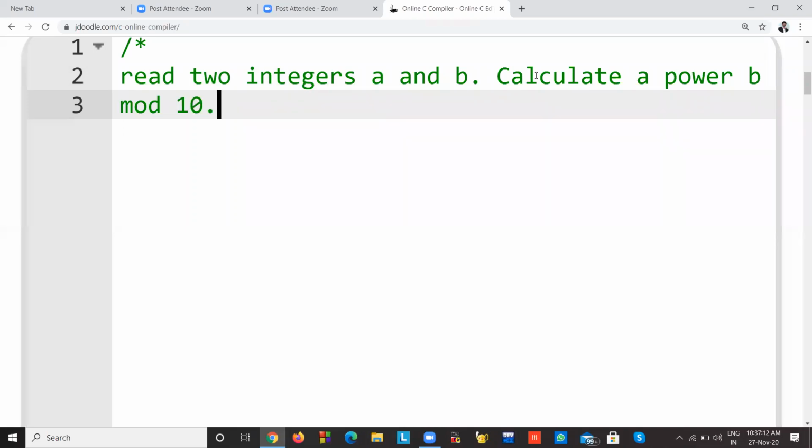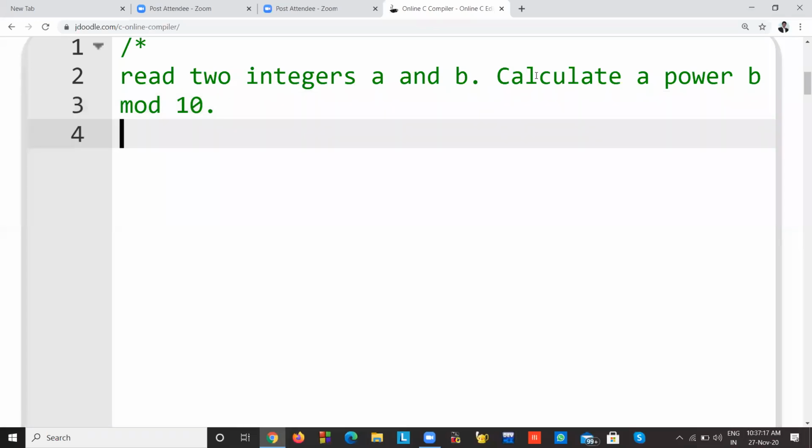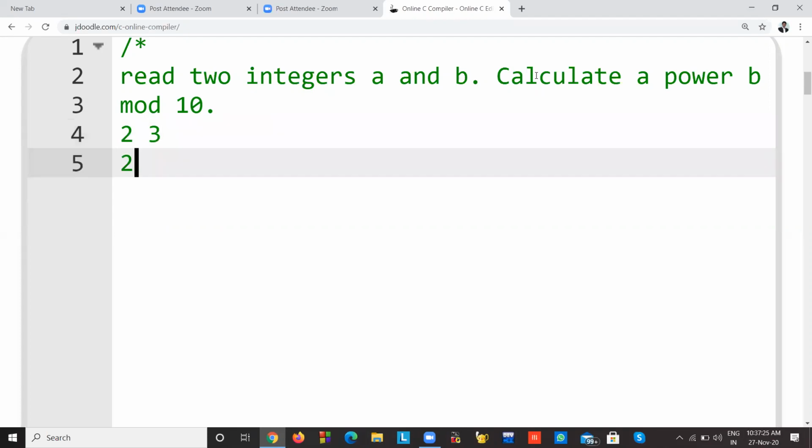Okay, so we are going to read two integers. For example, let's say the integers are 2 and 3. So what is 2 power 3? 8. Okay, so when it is divided with 10, modulo divided, mod 10 means remainder. So 8 divided by 10, the remainder is how much? 8. So that we need to print. So now print 8.